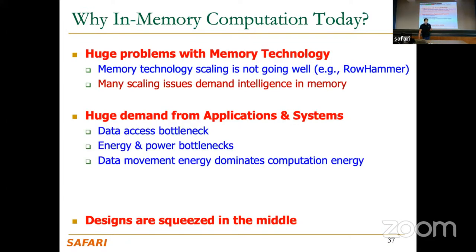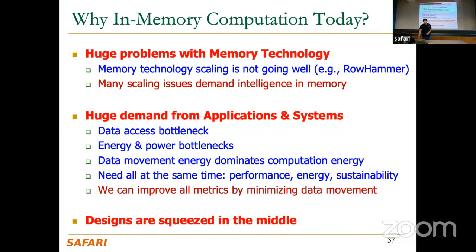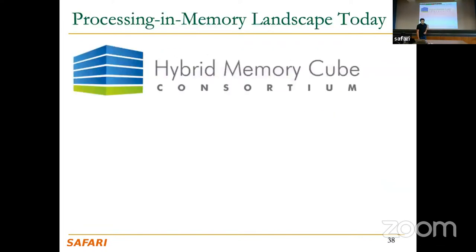There is also a huge demand from applications and systems because of the data access bottleneck, because energy and power bottleneck, because there is a lot of data movement, and because indeed we have to operate on much larger data sets these days than a few years ago. And we can improve all these metrics by minimizing data movement. So designs are squeezed in the middle. So there is where we have to think about better designs for memories that can alleviate in the end all these overheads and all these bottlenecks. And there are multiple potential ways of doing this.